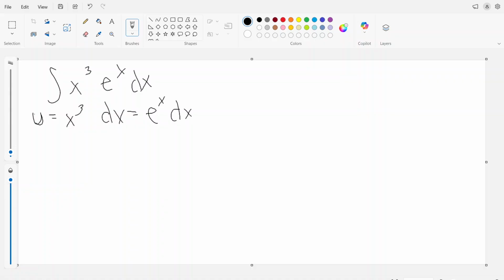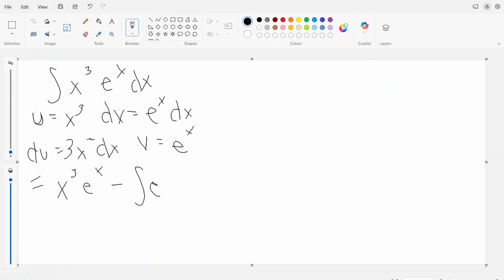Then we can start differentiating. So du equals 3x squared dx. And then v will be the integral, which is just e to the x. Now we can apply the IBP formula. So it's going to be u times v, so x cubed times e to the x, minus v du. So minus e to the x times 3x squared dx.